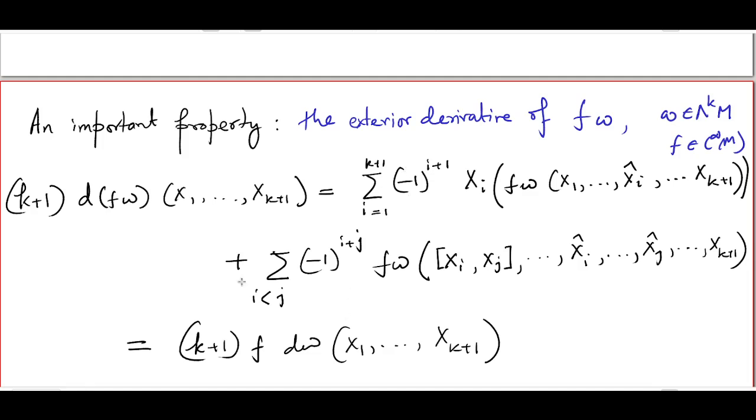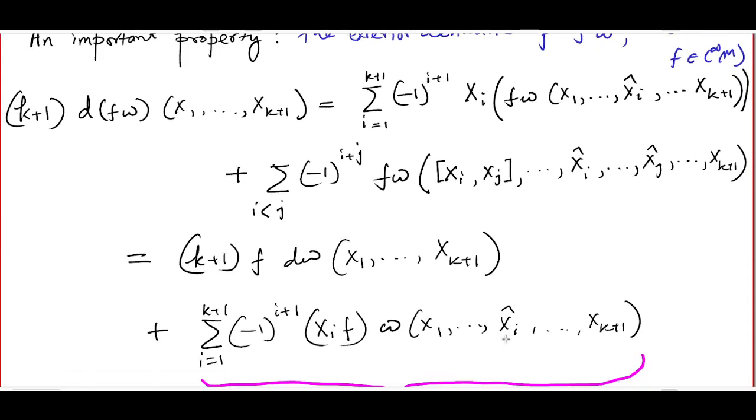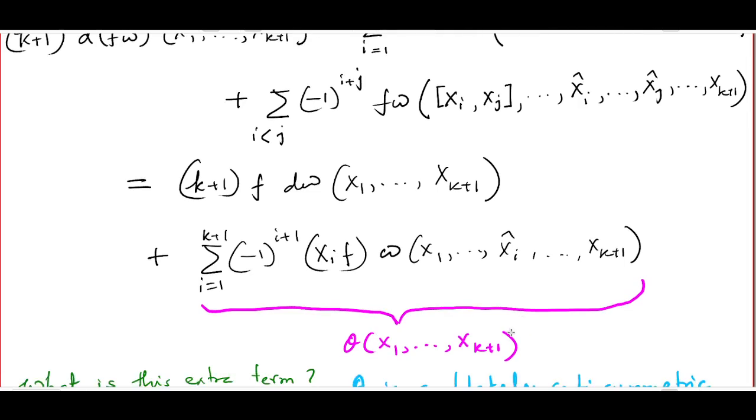So in addition to this piece, which is basically f times d omega acting on these arguments, you have one extra sum left, where xi f gets to act on omega times the rest of the arguments, and the whole thing is weighted by an appropriate sign and summed over. The question really is, how do we identify this term? In order to facilitate that, we are going to give it a name. This whole term is some object theta acting on x1 through xk plus 1. And the whole question is exactly what is this theta?